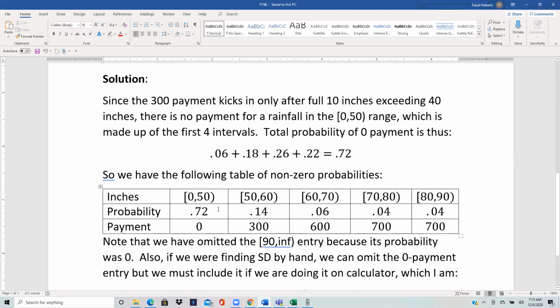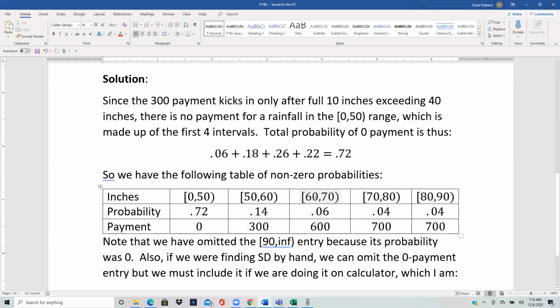Now when you are between 50 and 60 inches, you are 10 up to less than 20 inches in excess. Remember, the payment is only made for full 10 inches. So this is the first time you exceed 10 inches, but you're not going to hit 20, so you'll be paid 300. The 0.14 was the probability of the 50 to 60 interval in the table above, and the payment will be 300.